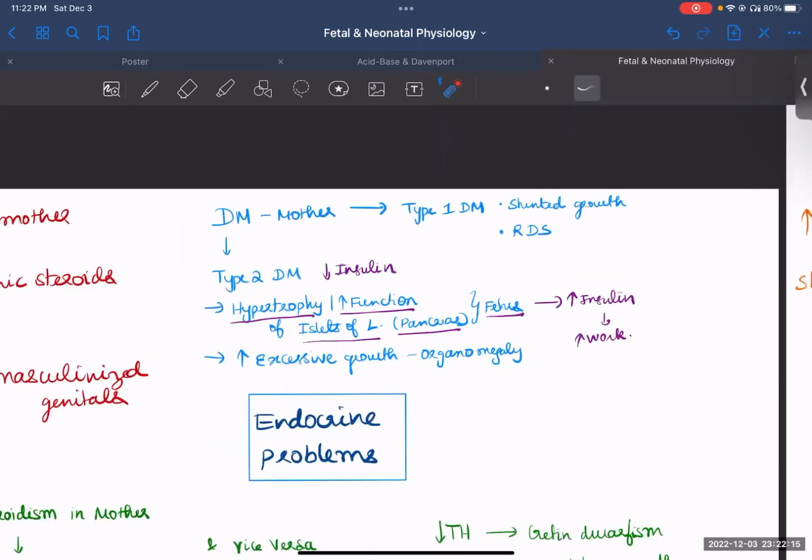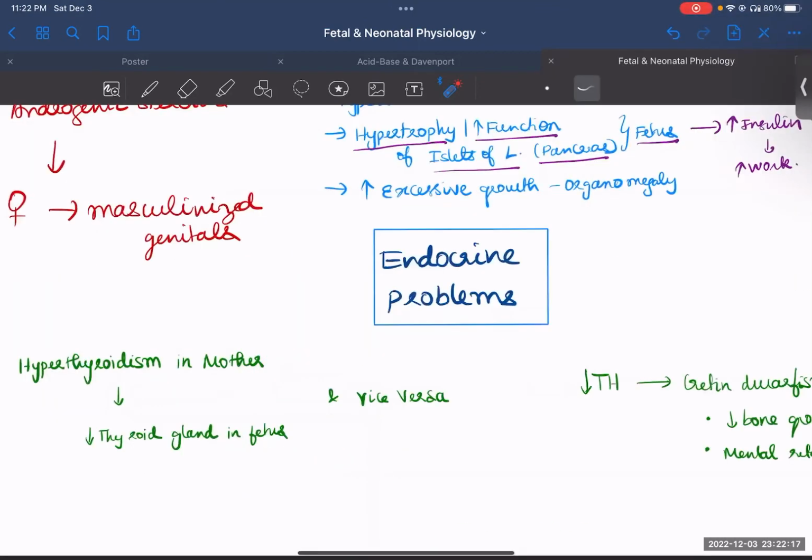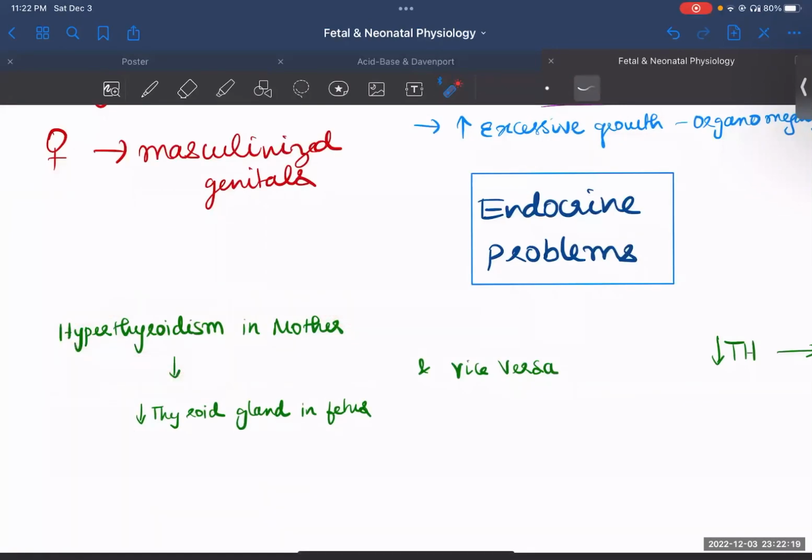Okay, two more hormones. Hyperthyroidism. Let's say a mother has hyperthyroidism. That means the thyroid hormones are higher in the mother, and that is going to go to the fetus. So as a result, the fetus's thyroid gland is going to produce less thyroid hormone, right? Because it is already getting more thyroid hormone from the mother.